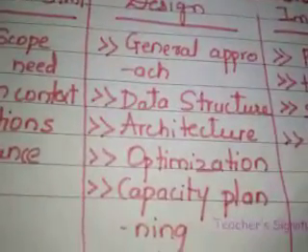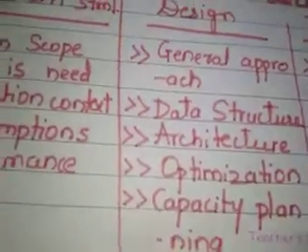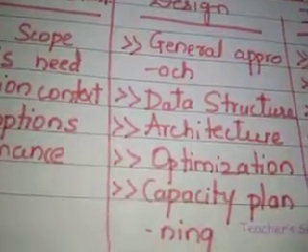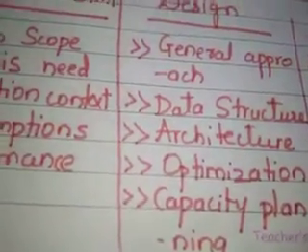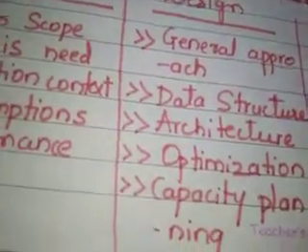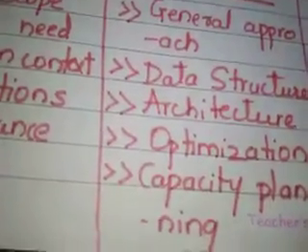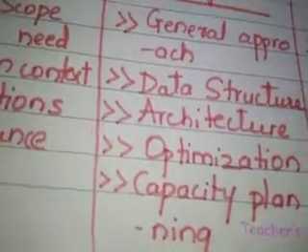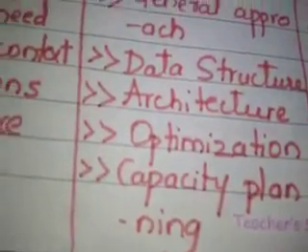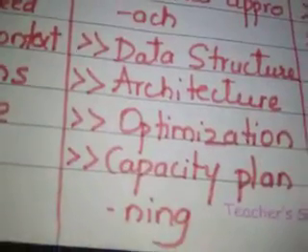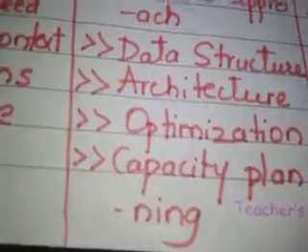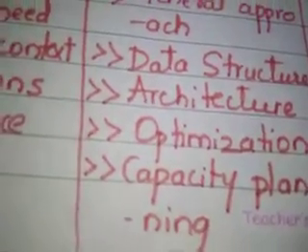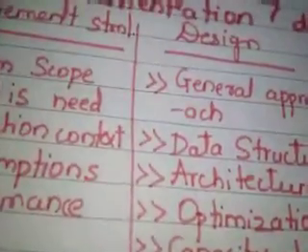The design part will concentrate on the general approaches, like the architecture that the system follows, the data structures like the variables, and the operations that have to be included in the class. Next, which optimization technique you use so that we can enhance the performance of the software. Next, the capacity plan, the size that it can bear, will be decided in the design.